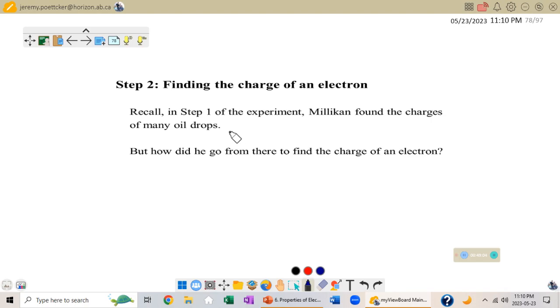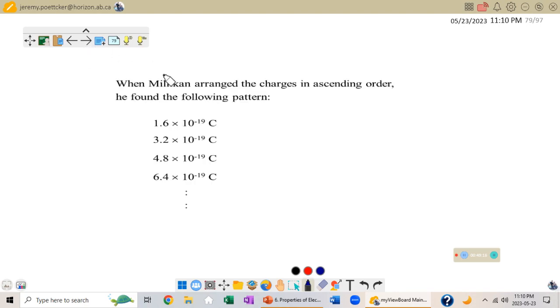But remember, Millikan didn't just do this once. He found the charges on many oil drops. And then, how do you get from there to the charge of an electron? Well, what he found is when you arrange them in ascending order, they're quantized, right? They're all multiples of 1.6 times 10 to the negative 19.